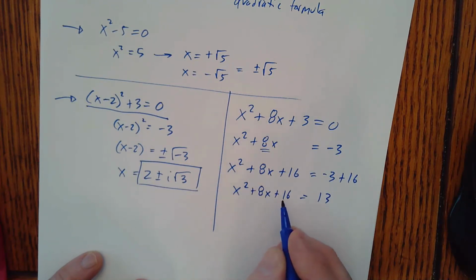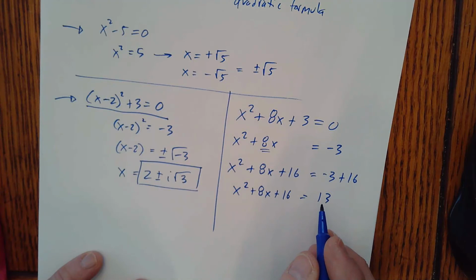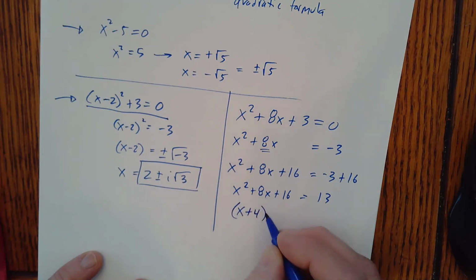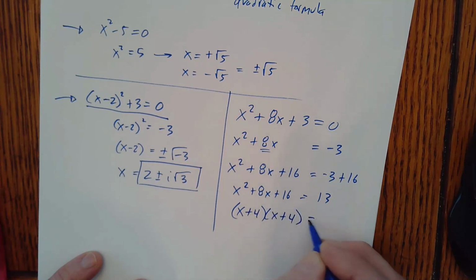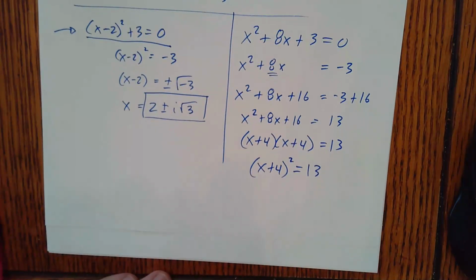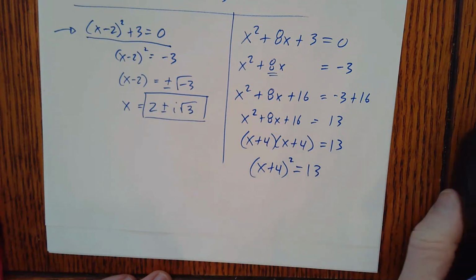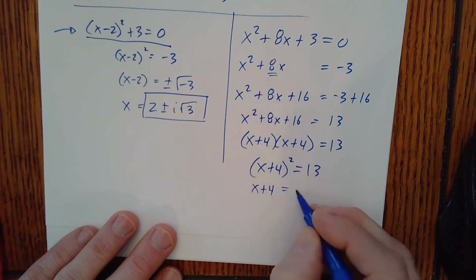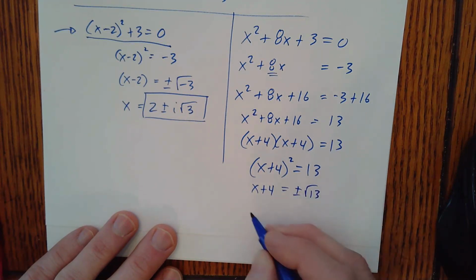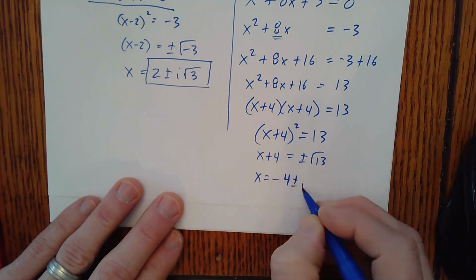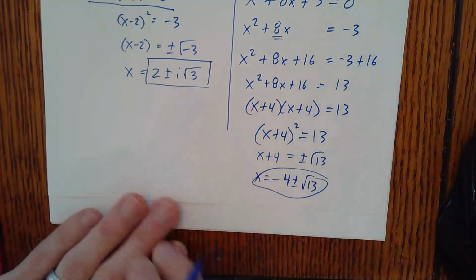Now normally we wouldn't want to factor something equal to 13, that wouldn't help us, but it does work if it factors as a perfect square, x plus 4 and x plus 4, because then I get x plus 4 squared equals 13, and now I can use the square root property to solve that. X plus 4 has to equal plus or minus the square root of 13. So x equals minus 4 plus or minus the square root of 13.